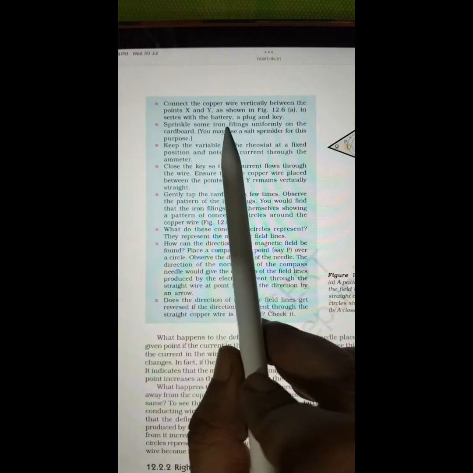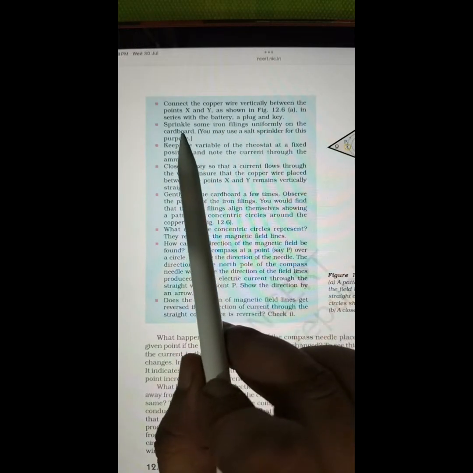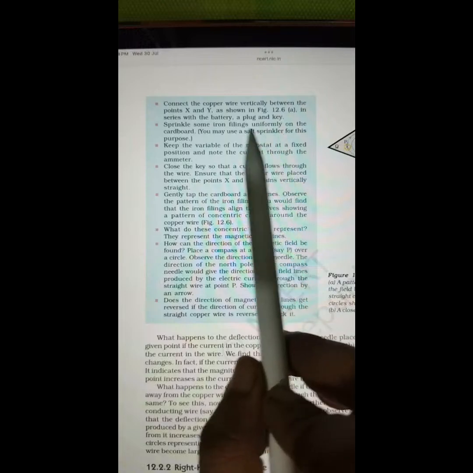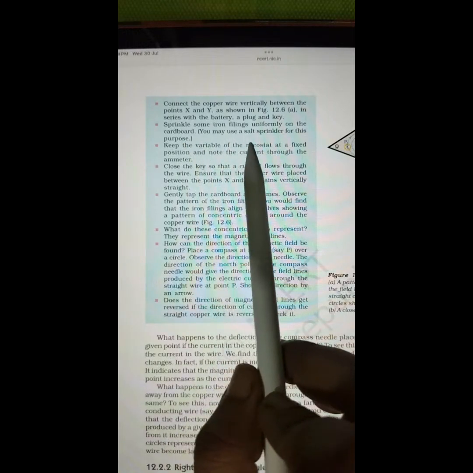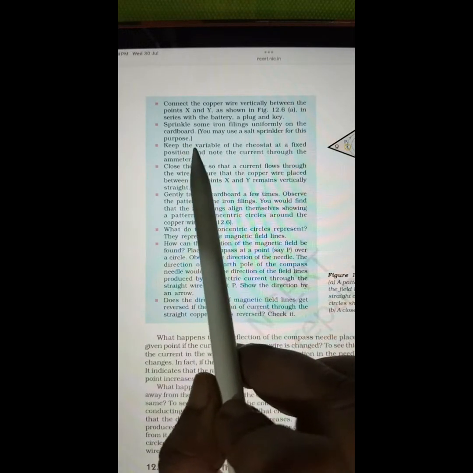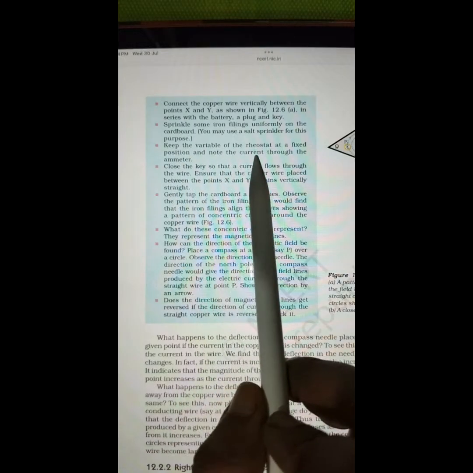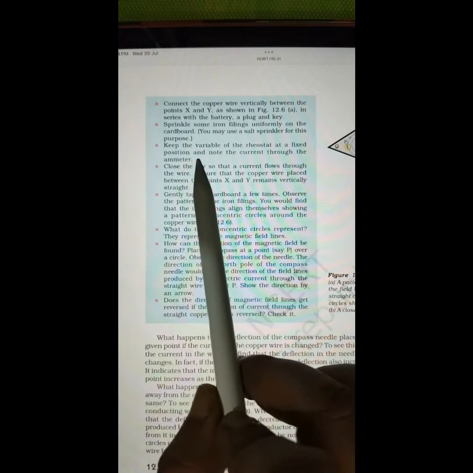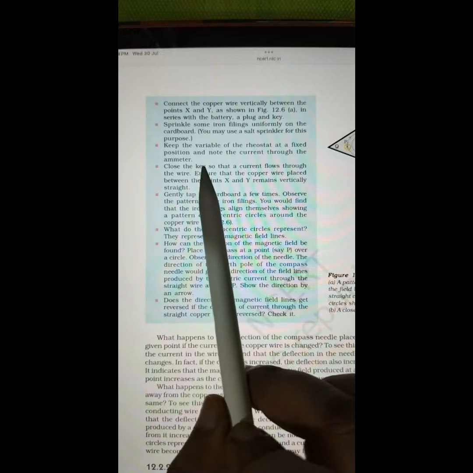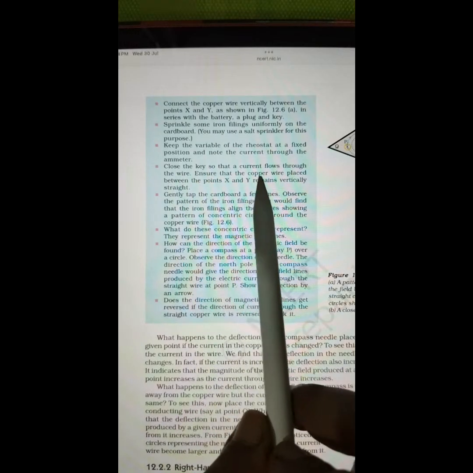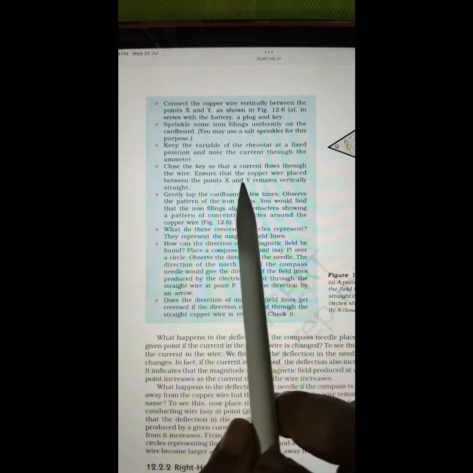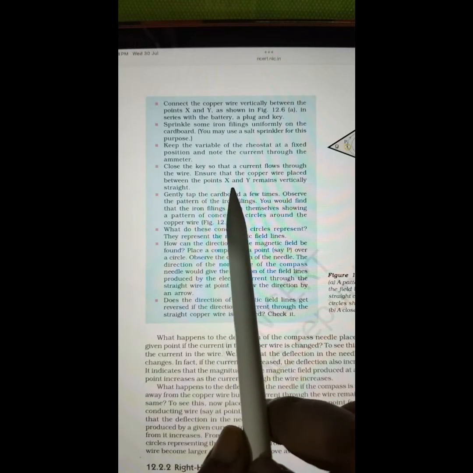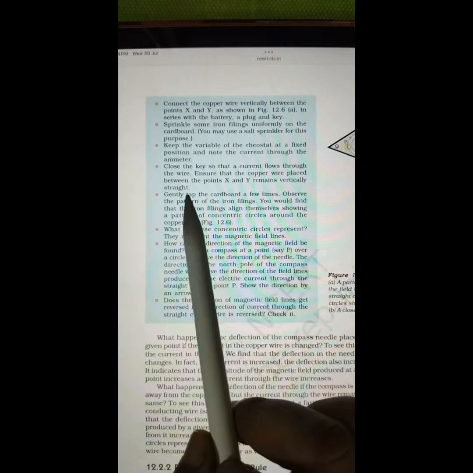Connect it in series with the battery, a plug, and a key. Sprinkle some iron filings uniformly on the cardboard. You may use a salt sprinkler for this purpose. Keep the variable of the rheostat at a fixed position and note the current through the ammeter. Close the key so that a current flows through the wire. Ensure that the copper wire placed between the points X and Y remains vertically straight.